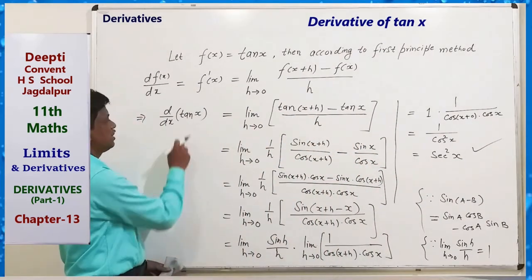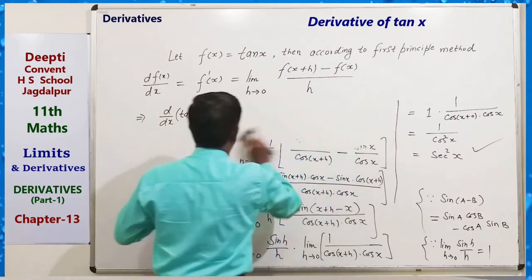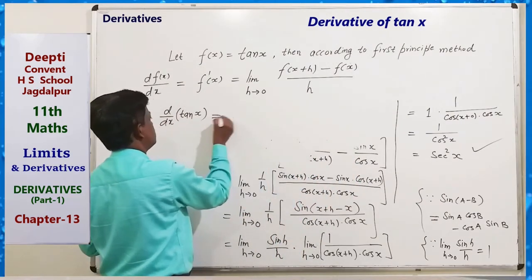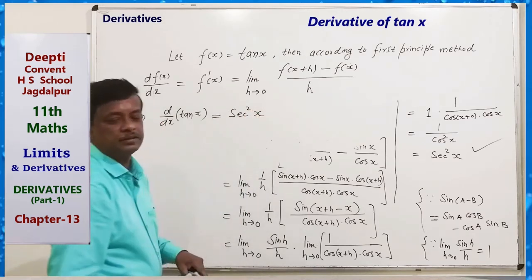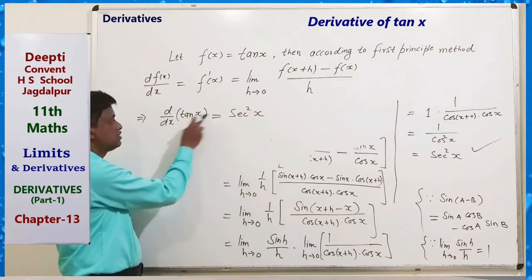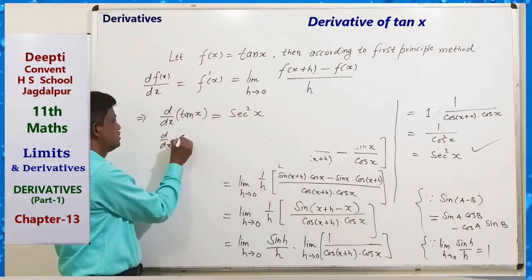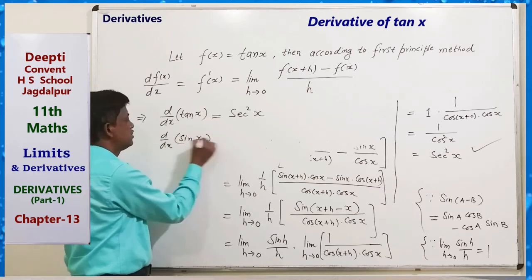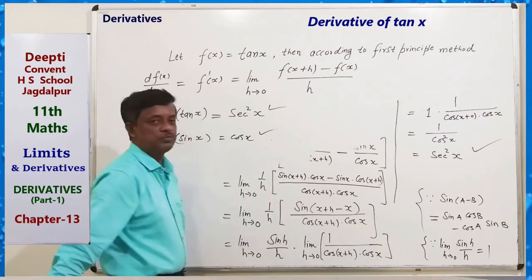So this is the derivative, sec square x. So the derivative of tan x is what? Sec square x. So the derivative of tan x is sec square x, and the derivative of sin x is cos x. We have proved these two.